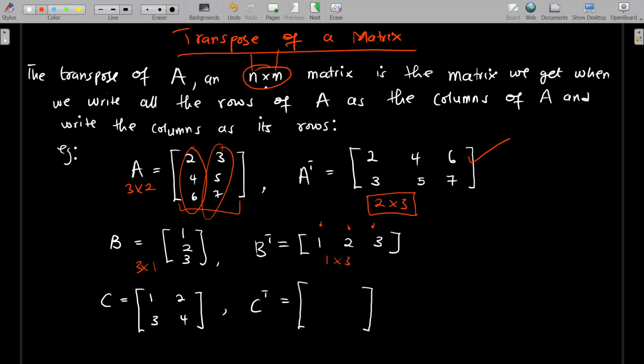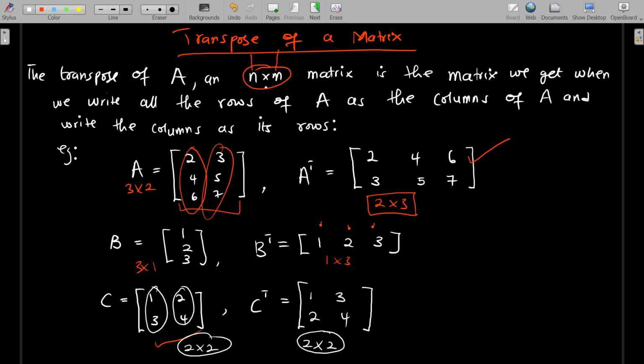An example that you can do very quickly here is if I have C to be 1, 2, 3, 4, then the transpose of C is going to be writing all these as the first row and then writing these as the second row. But this is a square matrix, so when you transpose it, you still have the same dimensions, right?